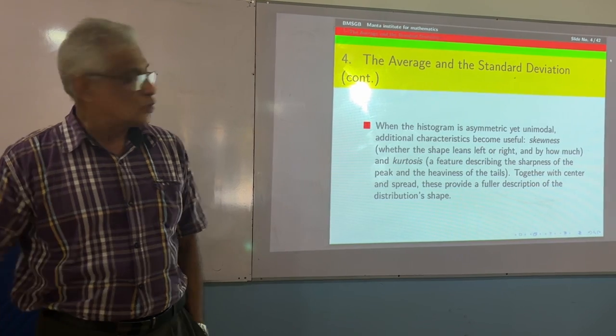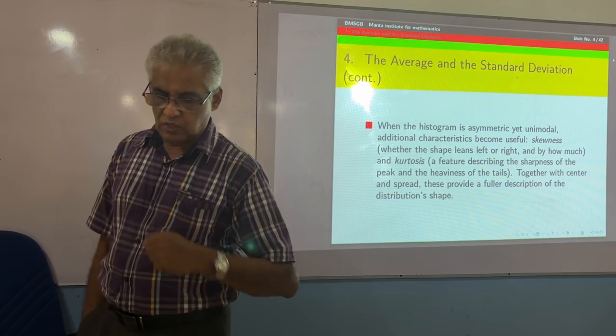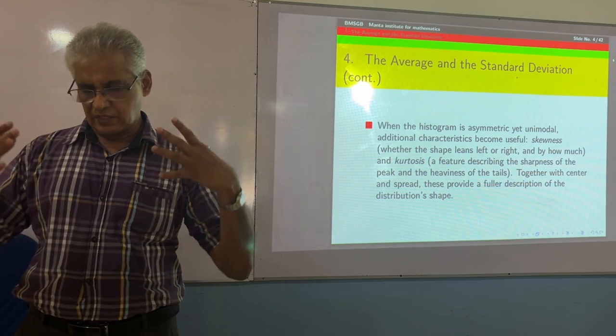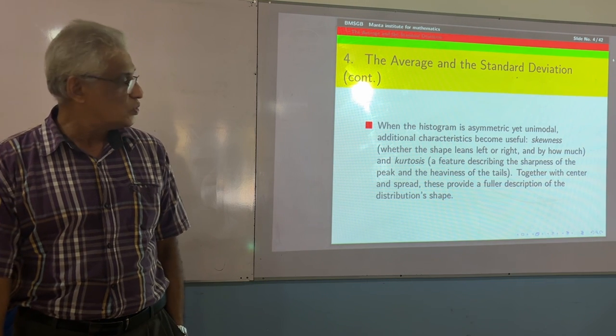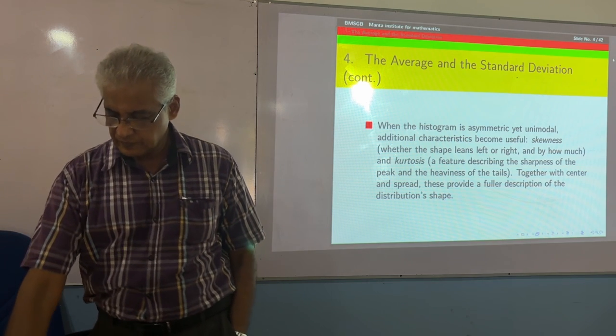Right. So when the histogram is symmetric, or symmetric and unimodal, of course, two characteristics like center and the spread are enough to explain that. Otherwise, usually we need more characteristics to explain it.